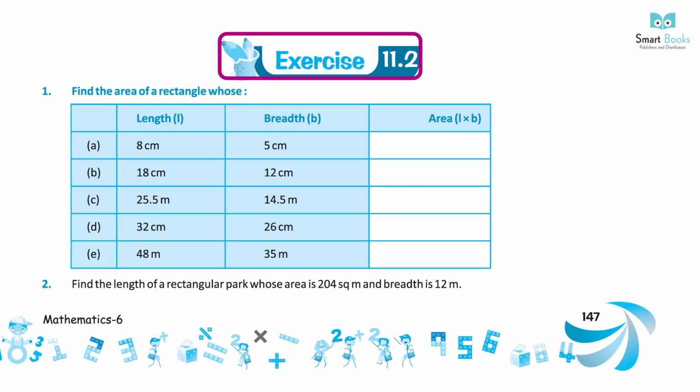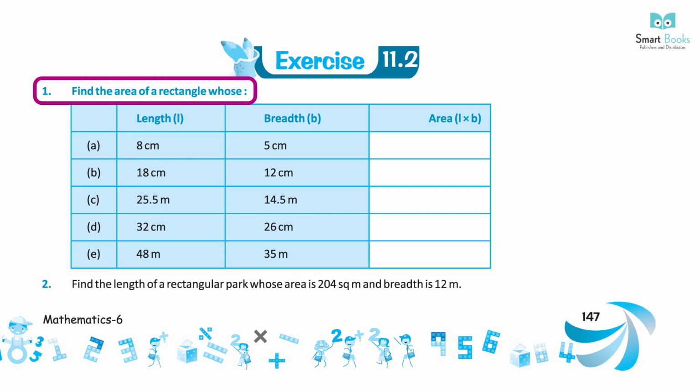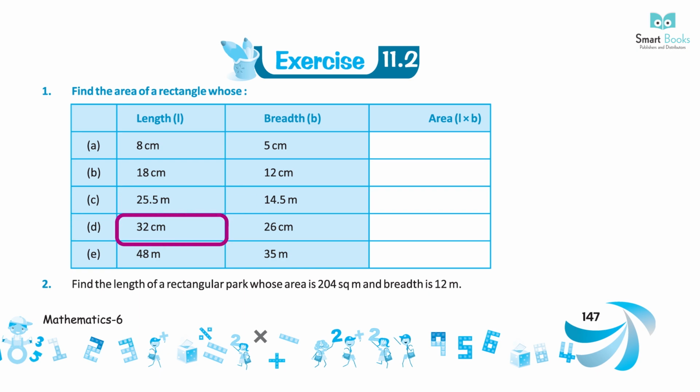Exercise 11.2. Question 1. Find the area of a rectangle whose length, breadth: A. 8 cm, 5 cm. B. 18 cm, 12 cm. C. 25.5 m, 14.5 m. D. 32 cm, 26 cm. E. 48 m, 35 m.